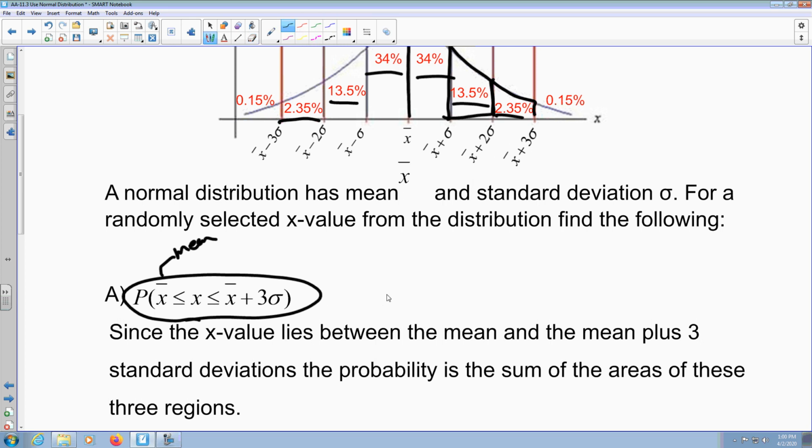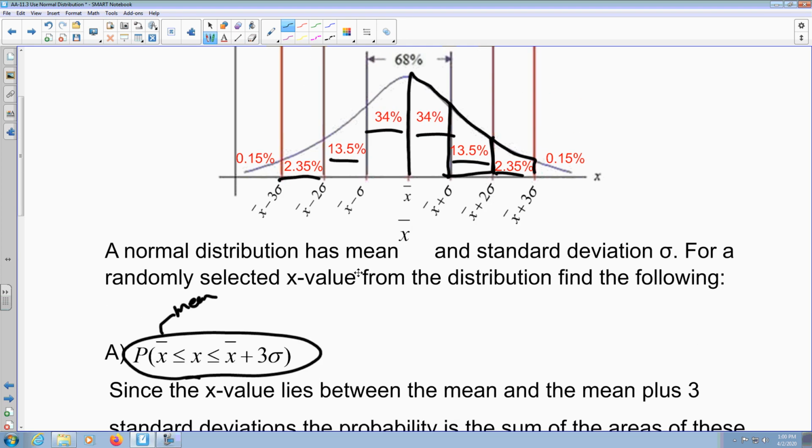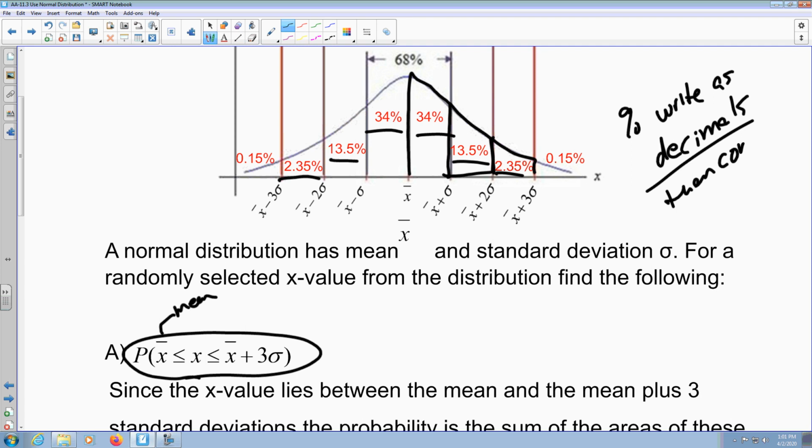So since this x value lies between the mean and 3 plus the standard deviations, for the probability you're just going to take the sums of those different area values of the bell curve, and that is going to give you your percentage. So like everything else, when it comes to decimals and percentages, just write it as decimals and then convert.